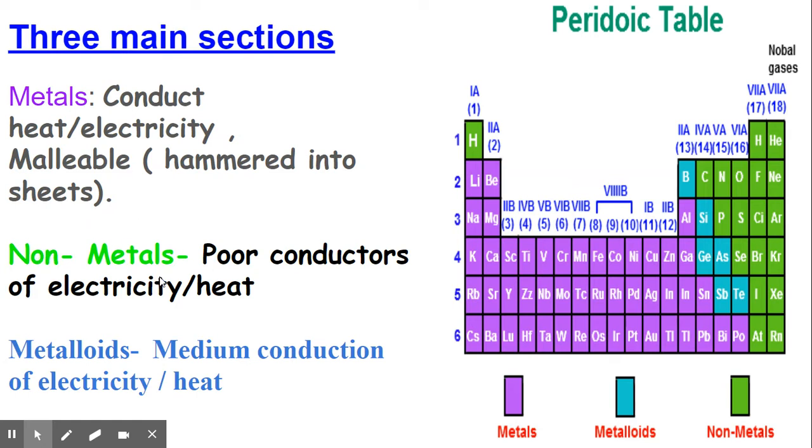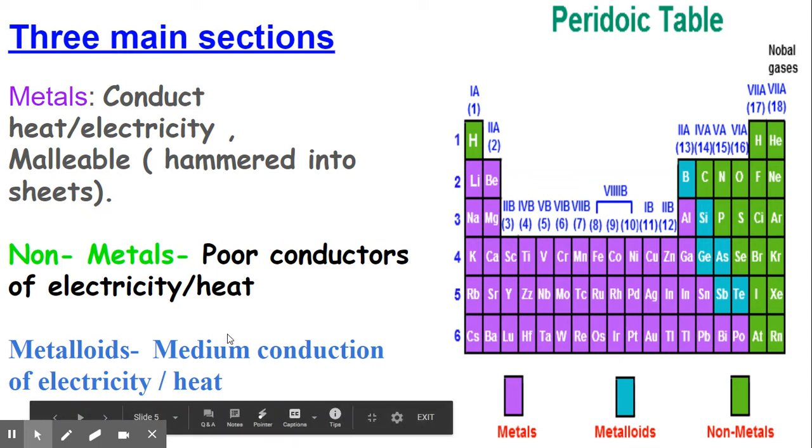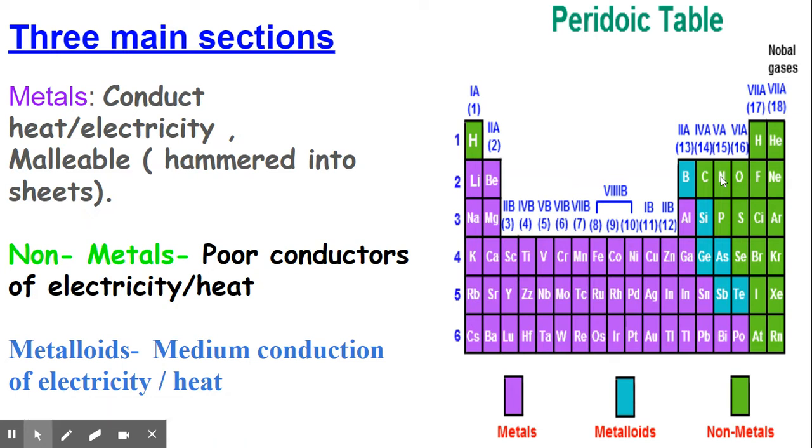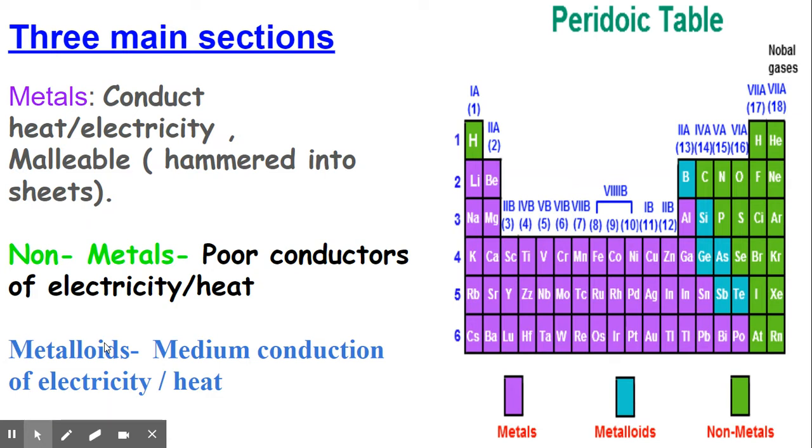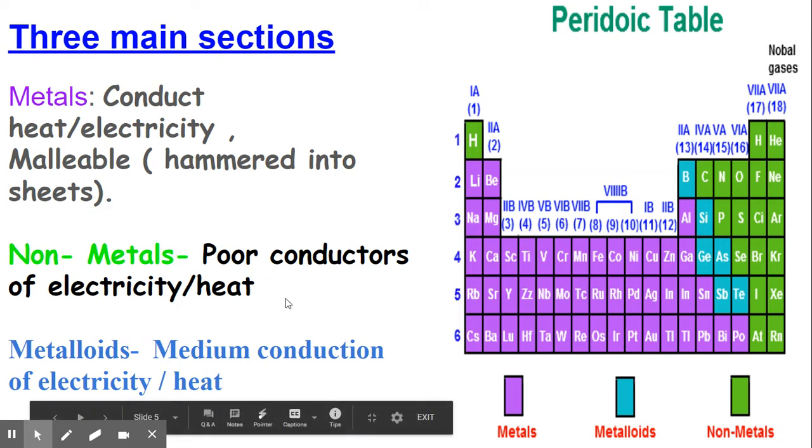All right, then we have nonmetals. Nonmetals are poor conductors, essentially the opposite of metals: they're poor conductors of electricity and heat. For example, if you're in a room full of oxygen and nitrogen, and you heat something up on the other side of the room, you're unlikely to really feel that heat, right? Because they don't move heat through very well. Metalloids are kind of in the middle. They're also called semi-metals. They're used a lot in electronics because they conduct electricity and heat at a medium capacity, so they're in between these.